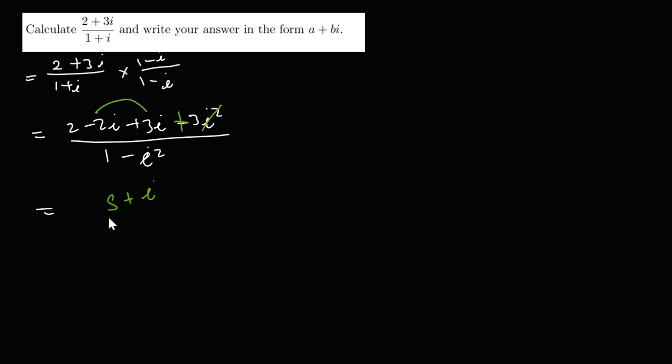Plus, all over, in the bottom, i squared, we said, they disappear and change what is in front of them. So that is going to be plus 1, and that is going to make it 2. Then we will have 5 over 2 plus 1 over 2i.